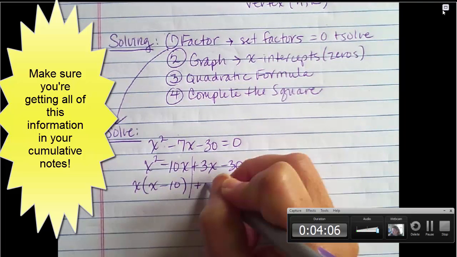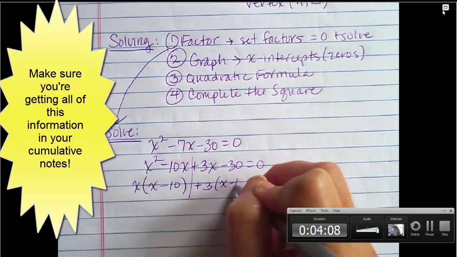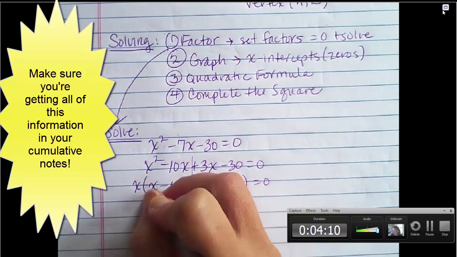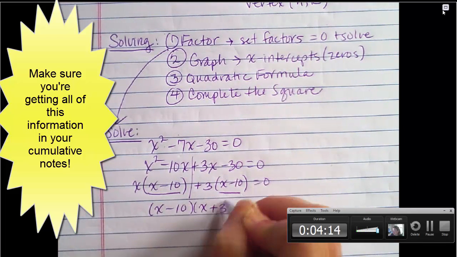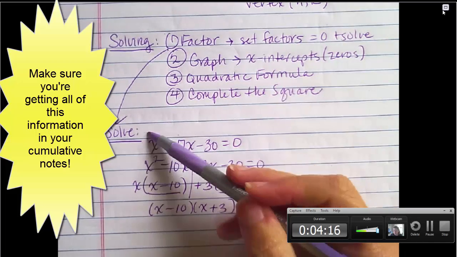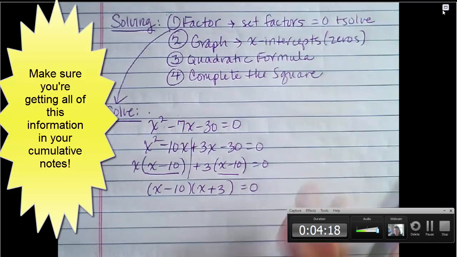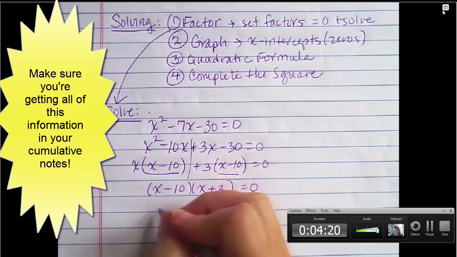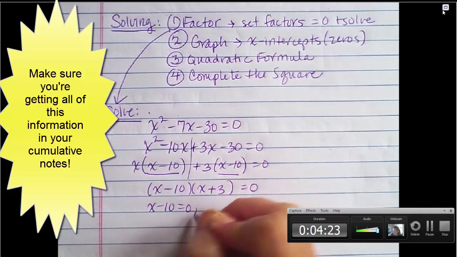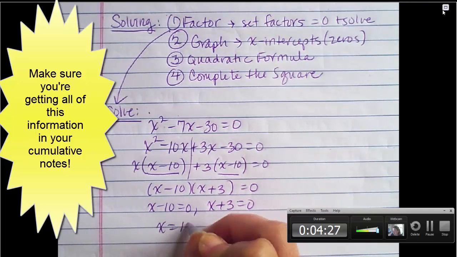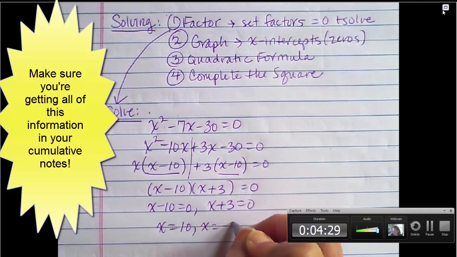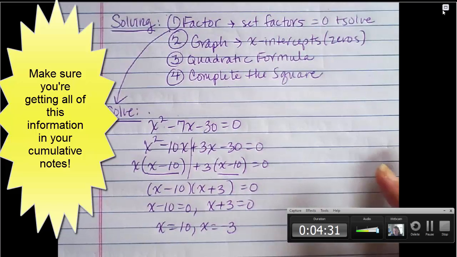The left side becomes x times x minus 10. The right side becomes positive 3 times x minus 10. So I can see my common factor is x minus 10. My other factor is x plus 3. Now because I'm solving, I set each of those factors equal to 0 and solve each equation. So here x is equal to positive 10 and x is equal to negative 3.